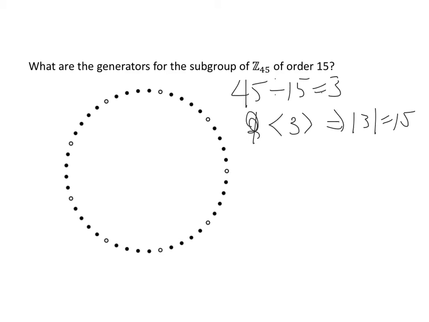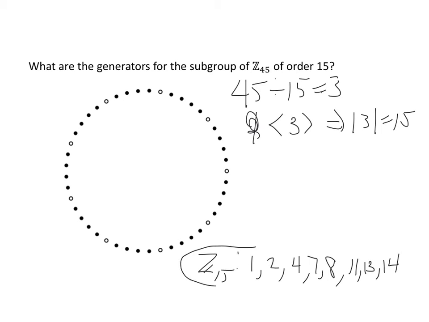Okay, now let's try to put into practice what we just learned there. Let's think in Z15. What are the generators? We want numbers that are relatively prime to 15, so it would include 1 and 2, but it would not include 3. It would include 4, but not 5, not 6 even, but 7 and 8. 9 has a common factor of 3, 10 has a common factor of 5, but 11, 12 has a common factor of 3, 13, and 14. Okay, so again, this is in a cyclic subgroup of order 15.